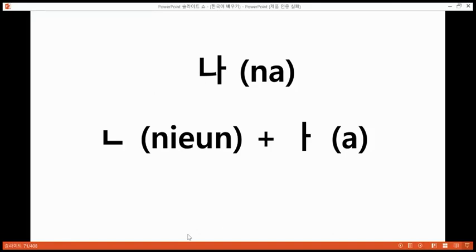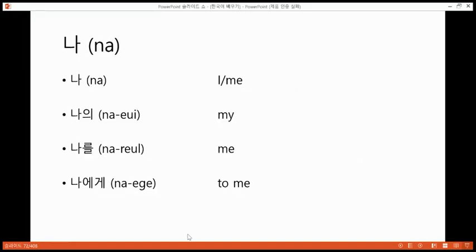니은. Can you say 니은? Okay, this is the second consonant of the Korean alphabet. Let's put the word 나. Okay, 니은 plus ㅏ is 나. Okay, let's say 나. 나 means I or me.